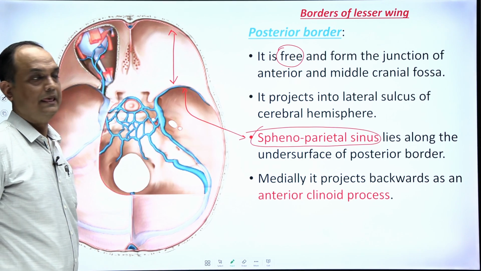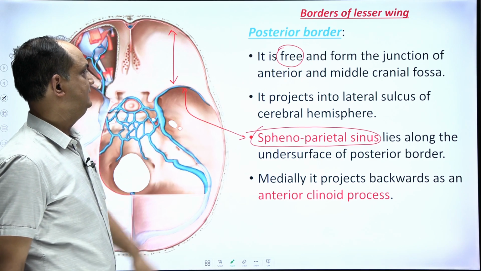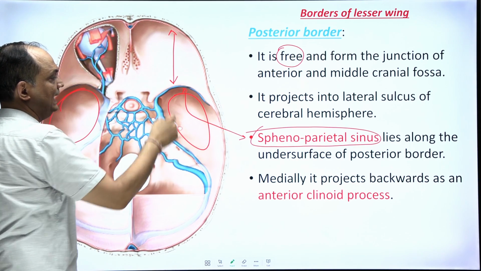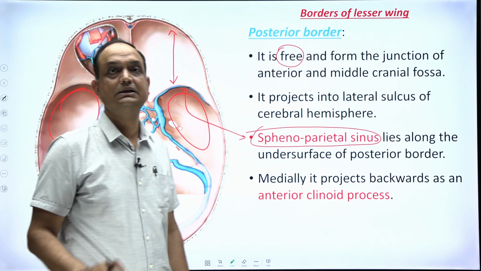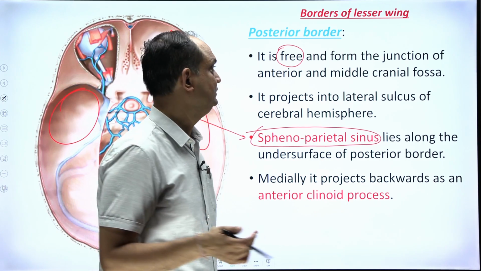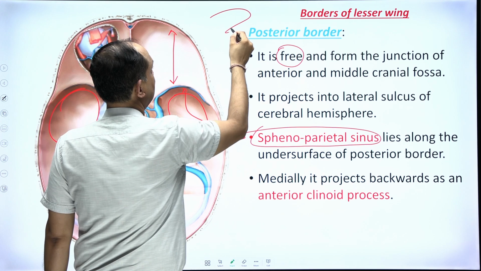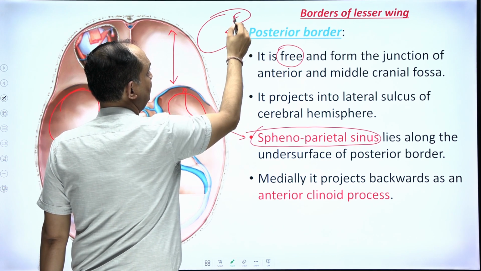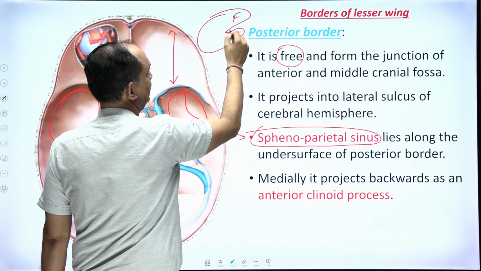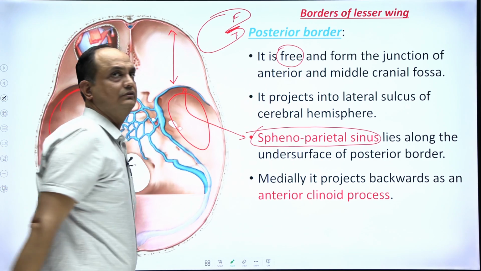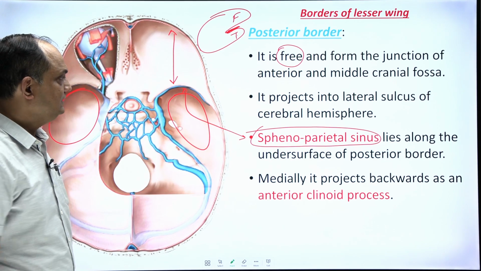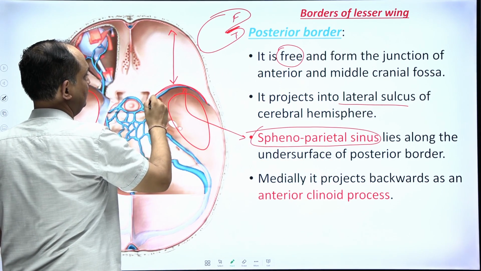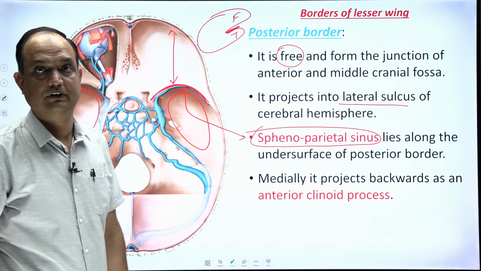Sphenoparietal sinus. One more important thing is that this is the middle cranial fossa. Which lobe lies in the middle cranial fossa? The answer is the temporal lobe. Whenever we talk about the brain, this is the temporal lobe, this is the frontal lobe, and between the temporal and frontal lobe you have a space which is known as the lateral sulcus. This lateral sulcus occupies this free margin of the lesser wing of the sphenoid.